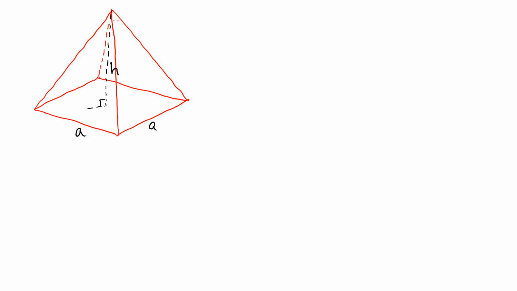That means the volume is again 1/3 of the corresponding rectangular prism. So it's 1/3, and the base area is a squared. The height is h. So it's 1/3 a squared h. That's the volume of the pyramid.